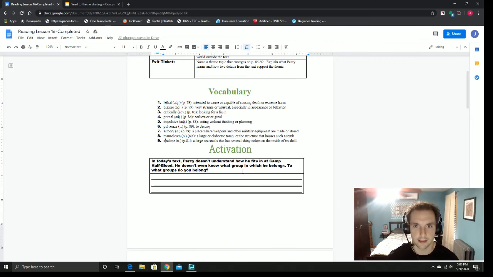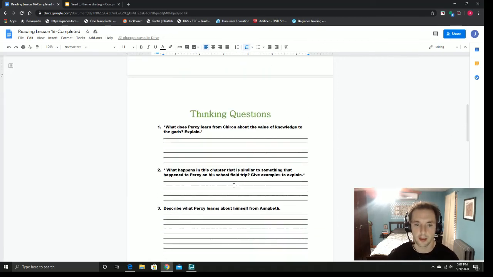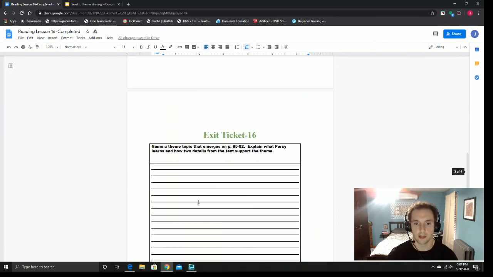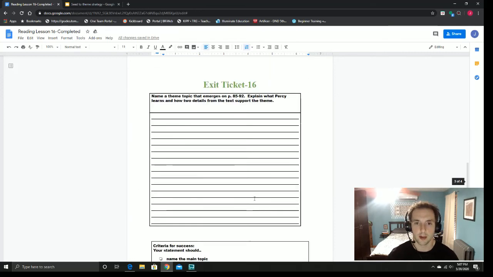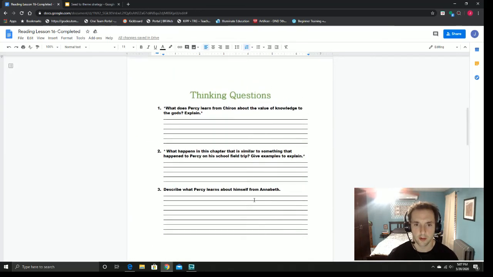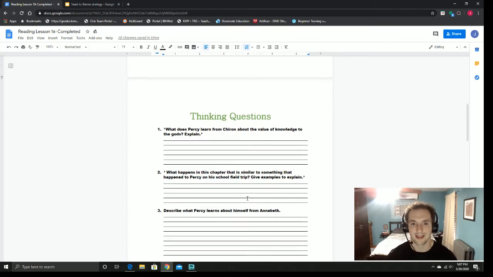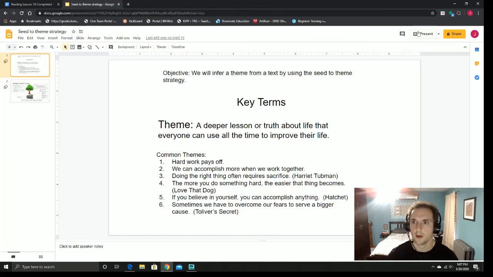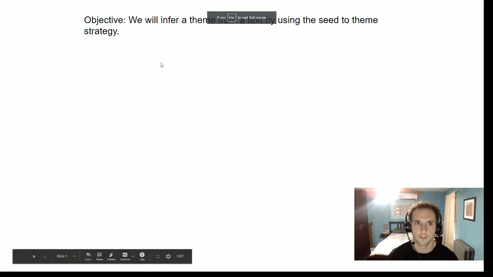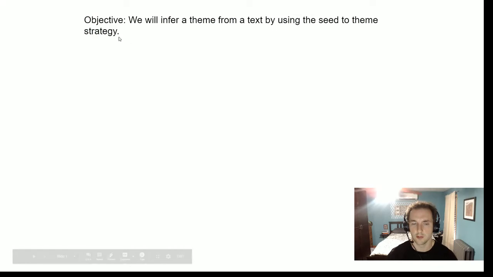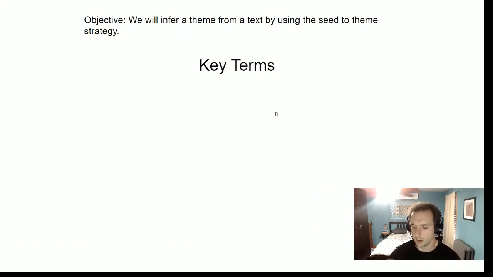Awesome. Let's dive in. These thinking questions are going to help and drive us directly to our exit ticket. But before we do that, I'm just going to remind ourselves what our goal is and do a quick lesson, which should look very familiar to many of you, especially if you were around for the end of Tolliver's Secret, our seed to theme strategy. So our objective today is we're going to infer a theme from a text, and we're going to use the seed to theme strategy to do that. And if you look at the objective on the worksheet, it said we're going to use what a character learns about themselves. You'll see that come up in a little bit.